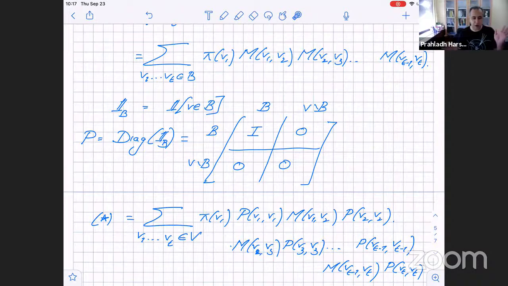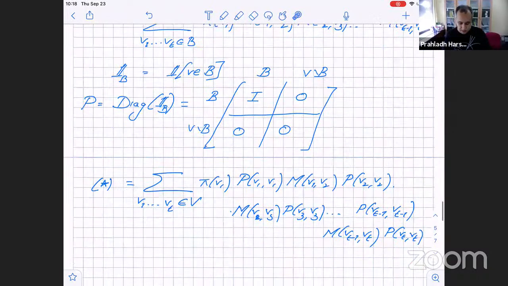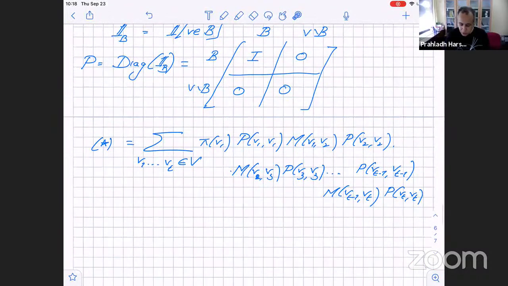Is this fine? So far I have not done anything. I just rewritten things. Now why have I rewritten things like this? At this point, this should look to you like matrix multiplication. There's a matrix P, there's a matrix M, there's a matrix P, and you're going over all this one.